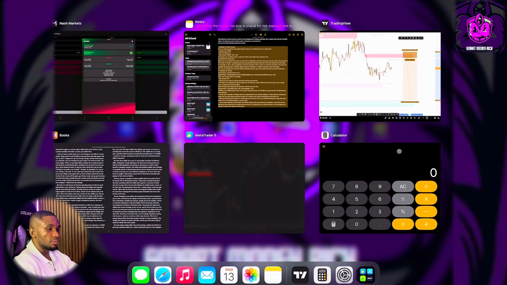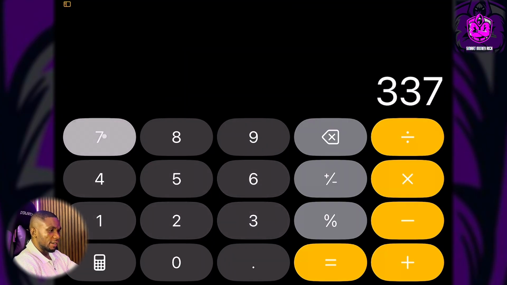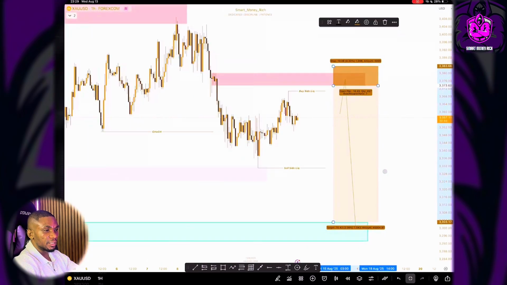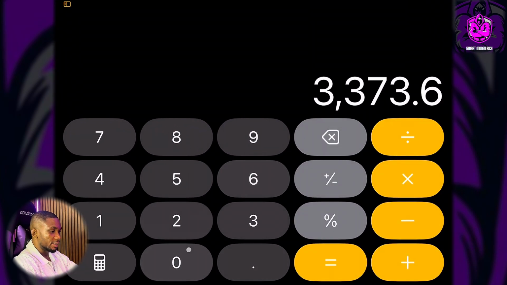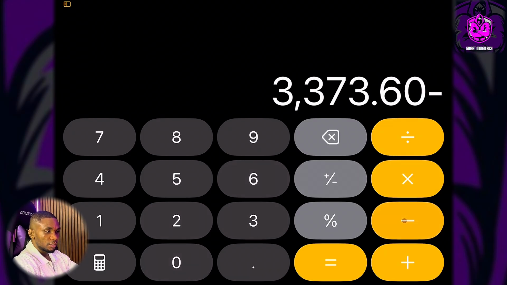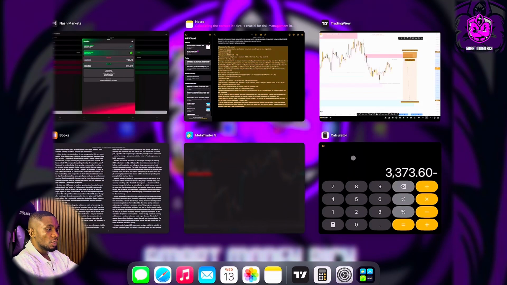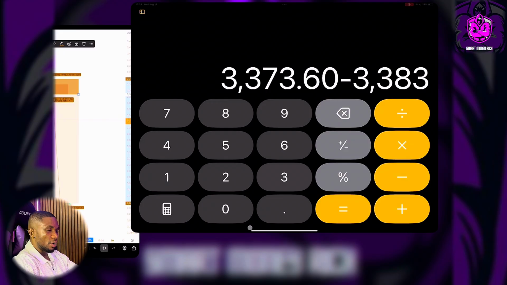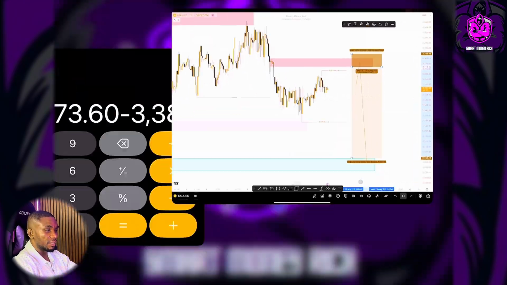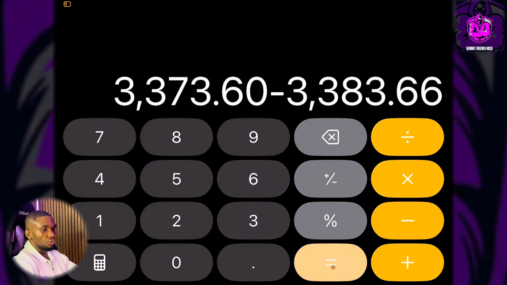3373.60. So you come to your calculator and type 3373.60. Let's look at it so we don't make mistakes. Then you click the minus, minus the stop loss price. The stop loss price is 3383.66. So you do 3383 point what? We look at it again so we don't make mistakes. Be very careful. 0.66. Then you press equals.